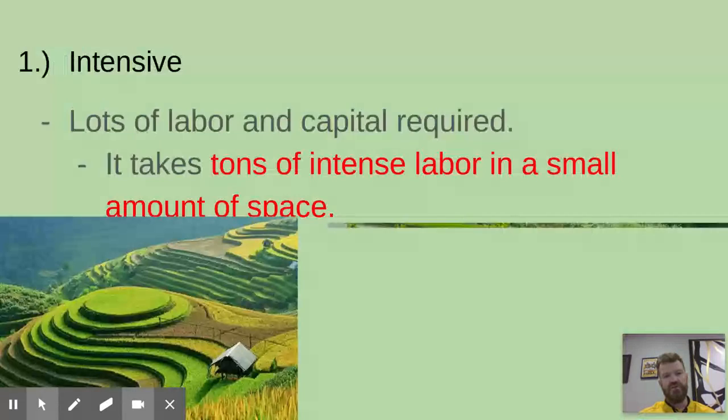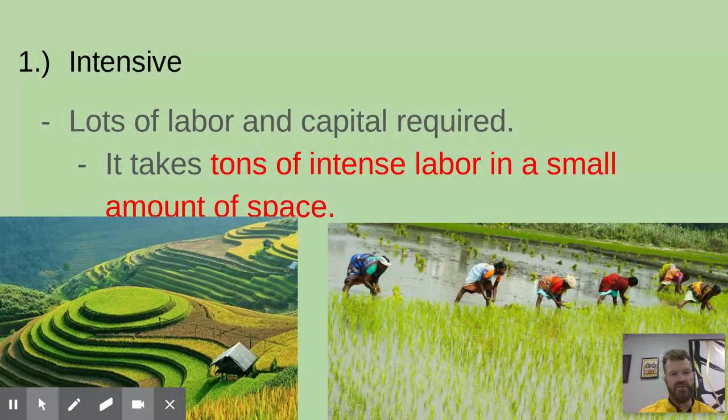Okay. All right. So different types of farming, right? There's intensive farming. Intensive farming has lots of labor, okay, and capital. So it's expensive to do, but it takes a ton of intense labor and it happens in a small amount of space. So these are rice farmers, and it's really hard work to go through and harvest that rice. Like it takes a lot of people to go through and do that. If you look at the landscape on the left, right, they have changed that landscape, right? That's a cultural landscape in Southeast Asia. That could be in China, or that could be in South Korea. Okay, it could be in Japan, right? It's probably China, and it's where they're growing the rice.